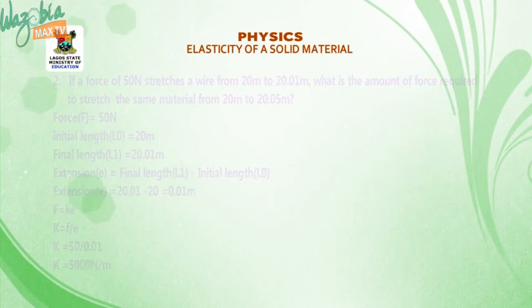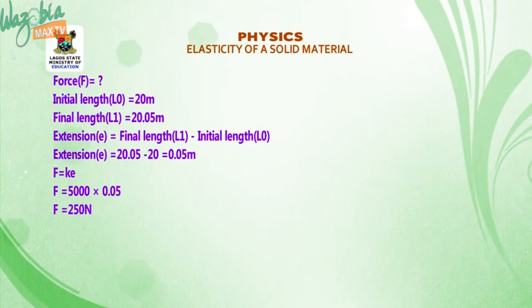So to find the second, initial length is 20, final length is 20.05, so extension will be 20.05 minus 20, which is equal to 0.05. So F is equal to Ke. So F is equal to 5000, the constant we have got, force constant, stiffness, 5000 times 0.05. So our force is 250 newton.